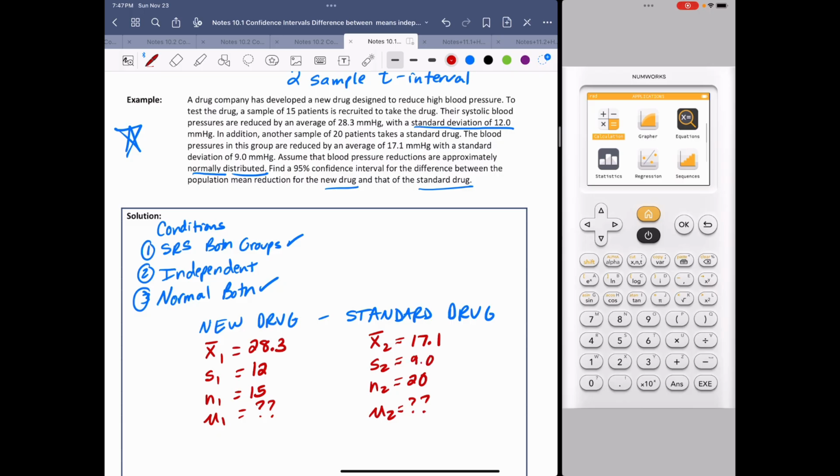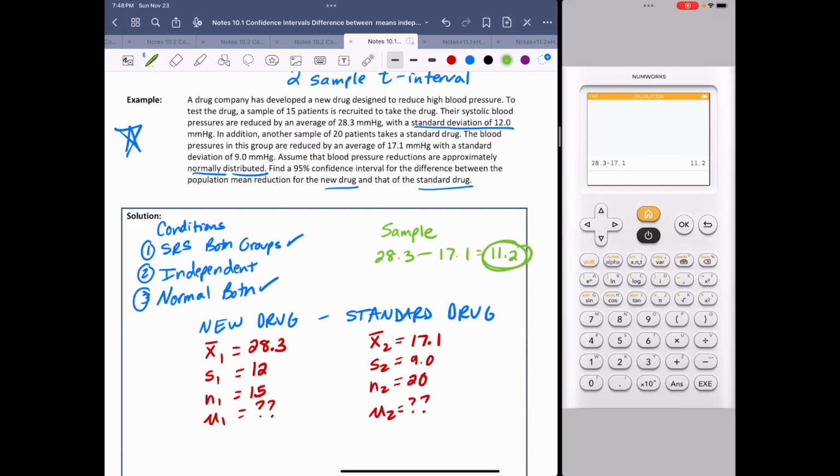Now, if you look at the two drugs and you look at the difference, I'm going to write this up here. With our sample, so if I'm looking at the sample, my new drug was 28.3. My standard drug was 17.1. If you go to your calculator and you do 28.3 minus 17.1, I can see that the new drug is better because it reduced it by 11.2 milligrams of mercury more than the standard drug did. So based on my sample, the new drug is better.